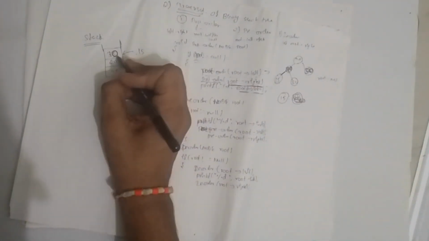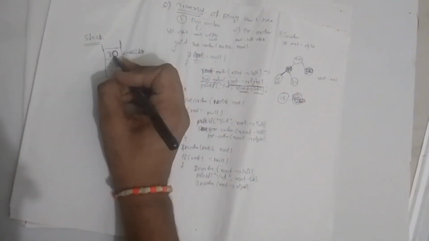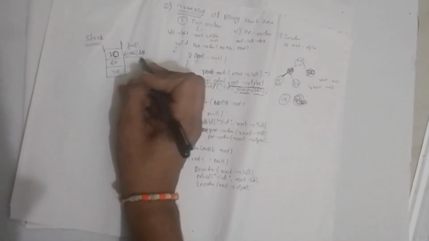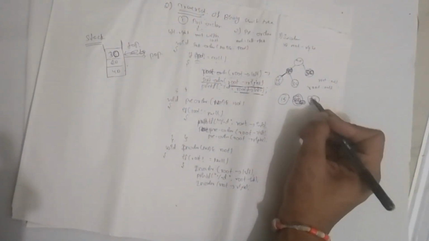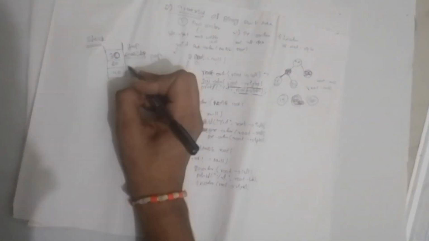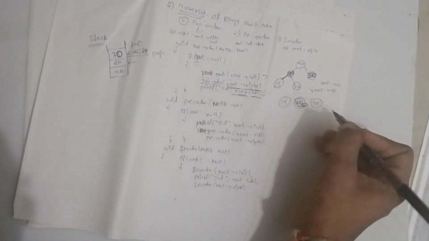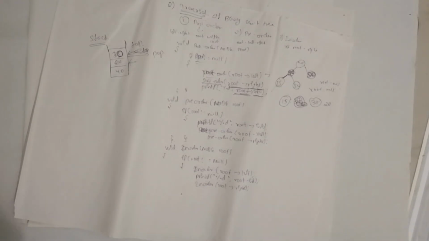Again it will push 30, not 20. It will not print 20, it will push 30. Now the top is 30, so again the root is equal to null, so there is no operation going to take place, so the 30 will be popped out, so 30 will print. And next, now again traverse back to the 20, now it will pop and we're going to print 20.